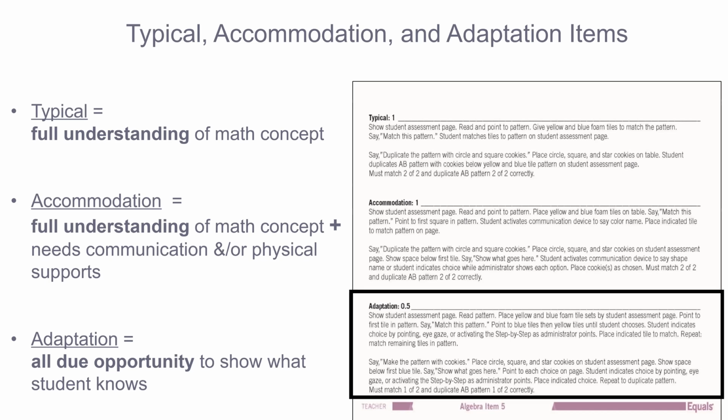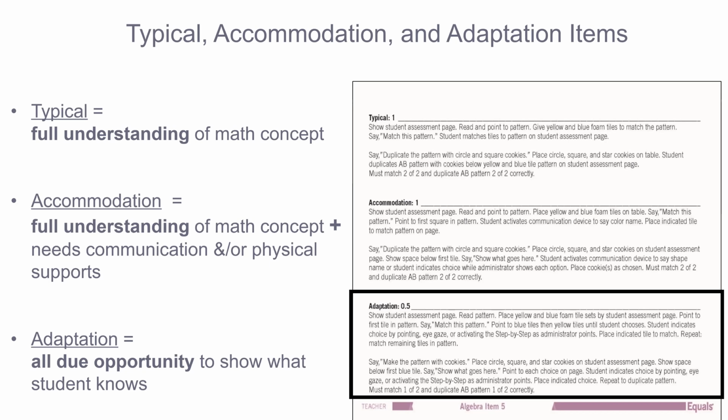The third version is the adaptation version, and this is the student's opportunity to show what they know. We want to give every support we can to that student so that we really get to know what the student knows. And that was always a struggle as a teacher for me, is how do I know what my students know? A lot of my students didn't talk out loud. They were beginning communicators. I really didn't have an idea. What I like about this assessment is if a student can show me partial knowledge, I will see that reflected in the assessment.